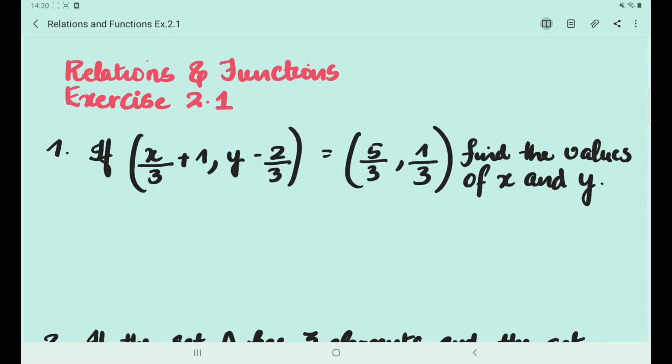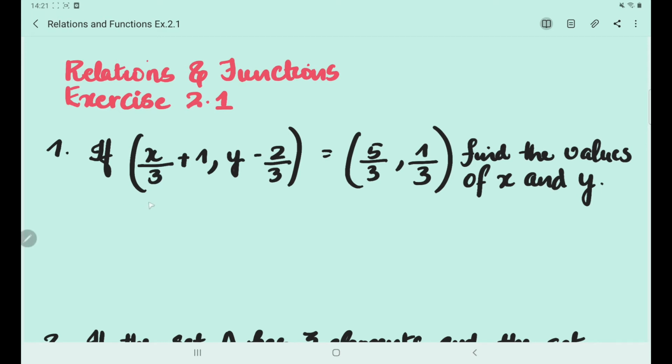The first problem is: if (x/3 + 1, y - 2/3) = (5/3, 1/3), find the values of x and y. In relations and functions, you have already learned that two ordered pairs are said to be equal only if the first element is equal to the first element in the second pair, and the second element is equal to the second element in the second pair.